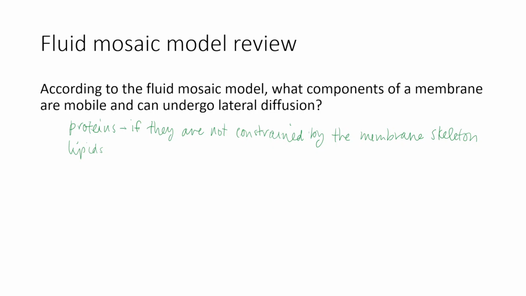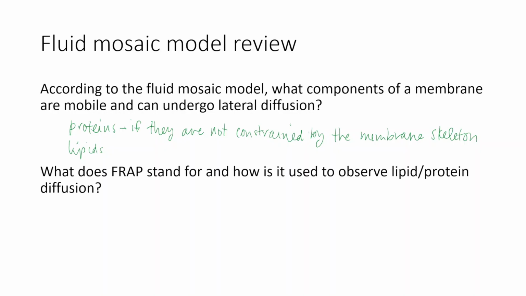Yeah, so let's keep talking about the fluid mosaic model that we ended up with on Monday. So we were just chatting about how, according to the fluid mosaic model, proteins that are involved with the membrane, as long as they're not constrained by anything, are able to undergo lateral diffusion freely, as well as any of the lipids that are in the membrane. They are, for the most part, able to diffuse laterally pretty freely unless they are attached to something or constrained by something. And so that brought us to the second part of the question, which was, what does FRAP stand for, and how is it used to observe lipid and protein diffusion?